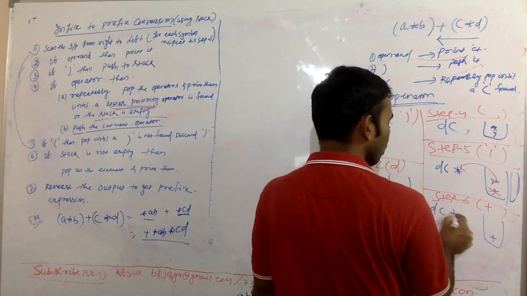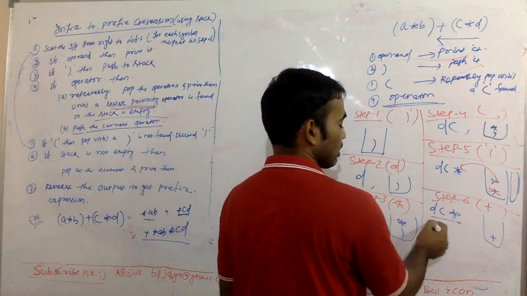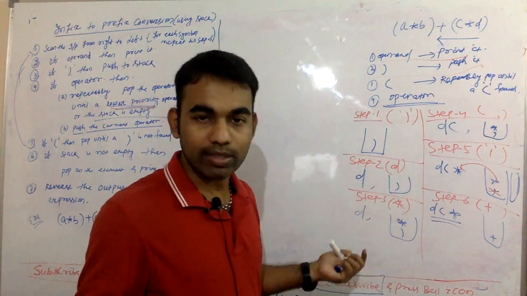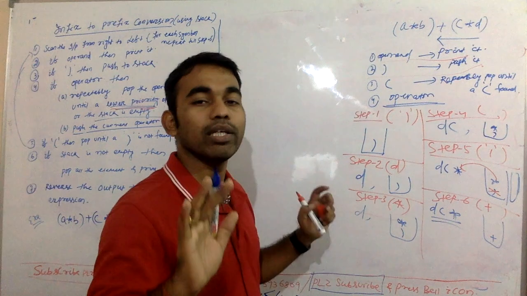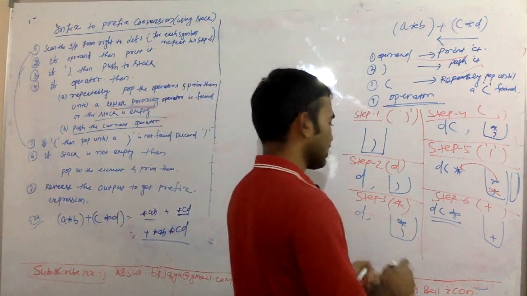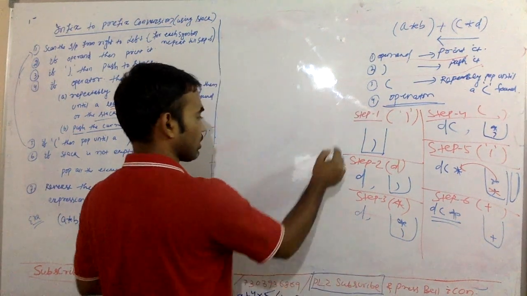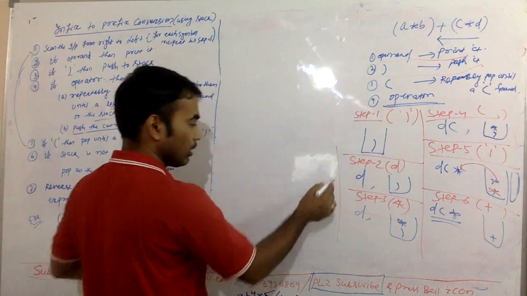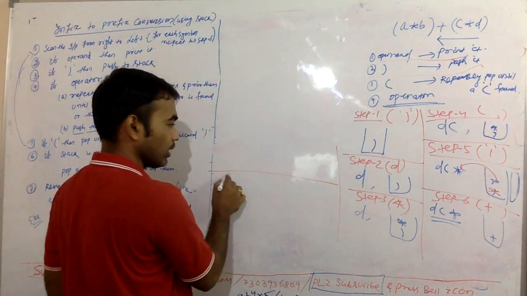And what about the output? The output is DC star, whatever the output was earlier, so this is going to remain as it is. Okay, so that is step 6. So let's do all the other steps here only.